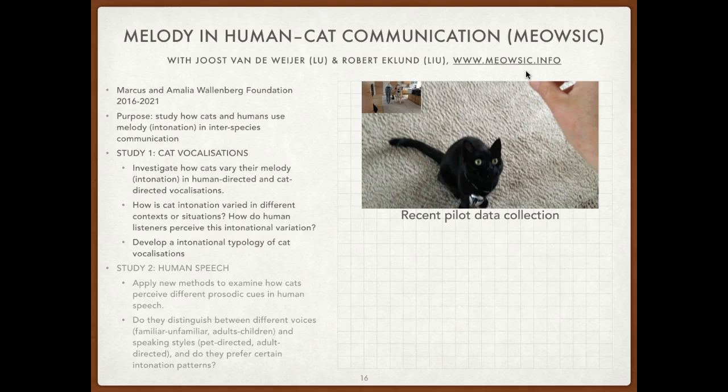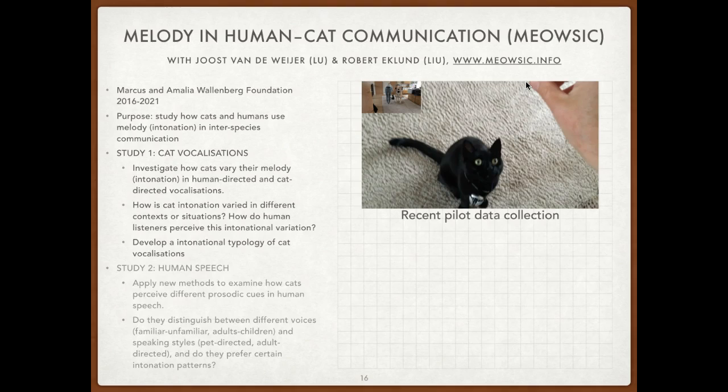And the purpose, of course, is to study how cats and humans use melody in our communication. The first study, which is ongoing now, is that we want to focus on cat vocalizations. How do cats vary their melody in human-directed and cat-directed vocalizations? And how does it vary in different contexts or situations? And how do we, humans, perceive this variation?